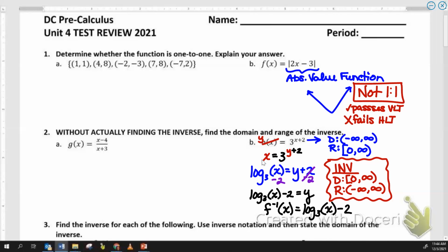Let's talk about domain and range for this guy. Domain, am I talking about x's or y's for my domain? X's. So if I'm talking about x's for my domain, I want to know anything that x is not allowed to be. X cannot be -3. So my domain is every other value for x.